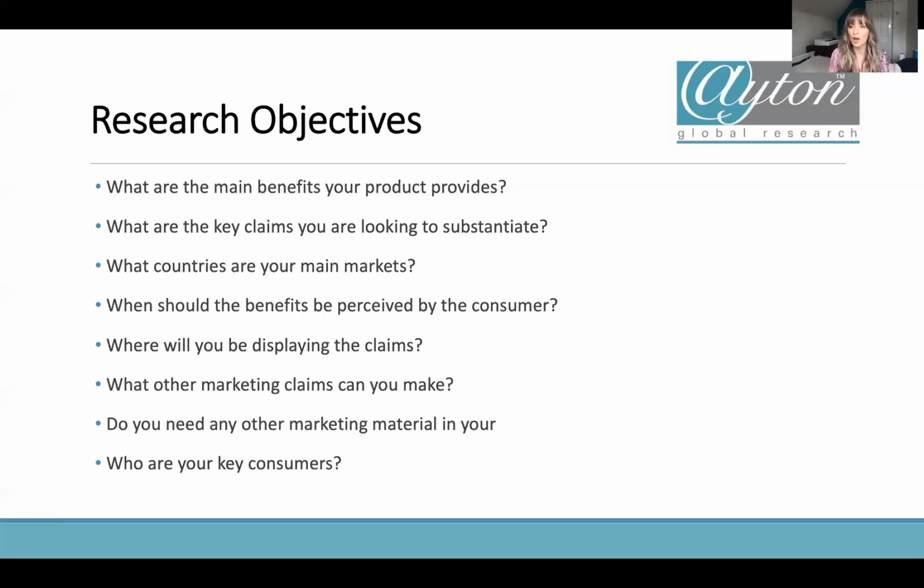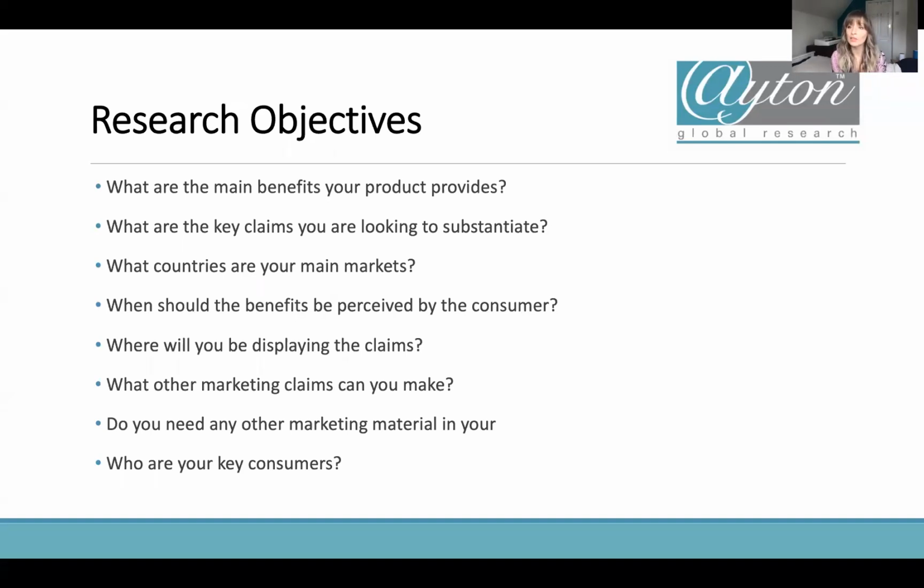The next thing to think about is what markets you're looking at. This is really important in terms of compliance with your advertising, making sure we've got the right languages, and again, making sure your key consumer is reflected in the study, because if your key markets are in Asia and we conduct the study in the UK, it's not going to be of any use to you. So really think about what those main markets are.